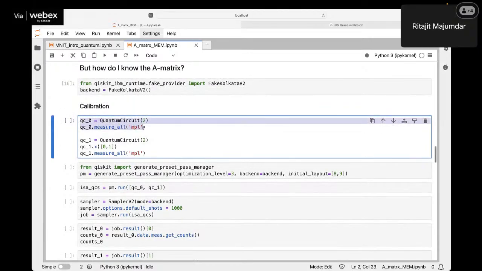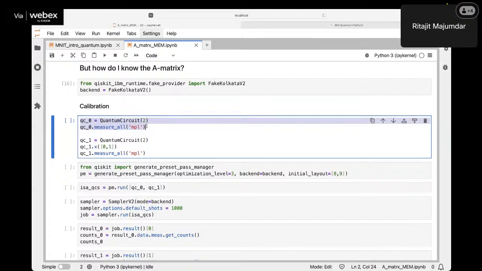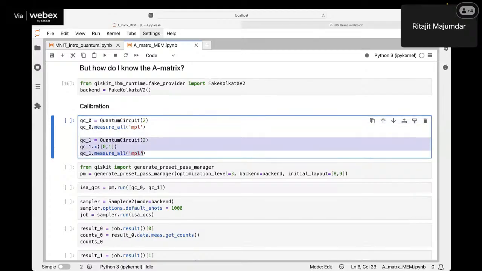So I have created my first quantum circuit. It's a 2-qubit quantum circuit. There are no gates, as you can see. So it is starting with 0, and I just measured it. And I have created my second circuit where I am putting in this X gate on both the qubits. So the outcome should be 1 for both qubits. I am measuring it. So this is going to give me my probability of 1 given 0. This is going to give me my probability of 0 given 1.